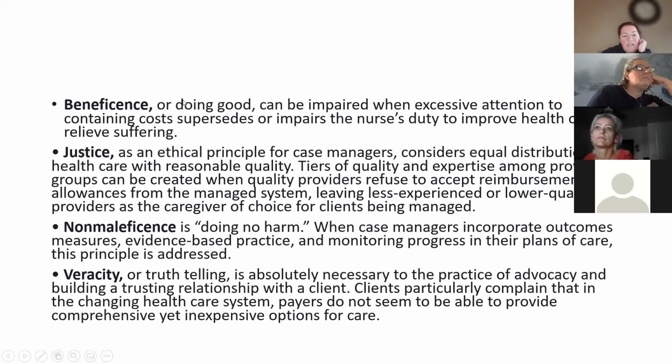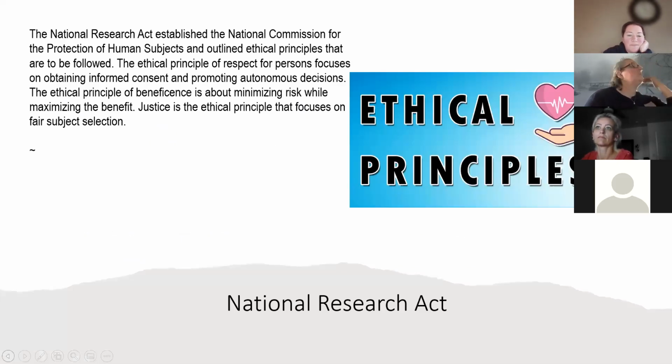All right, so beneficence is doing good. Justice is making sure everybody's equal. Non-maleficence is doing no harm. And veracity is telling the truth. Okay, so I need you to know these definitions. So anybody have any clues on how to remember that?